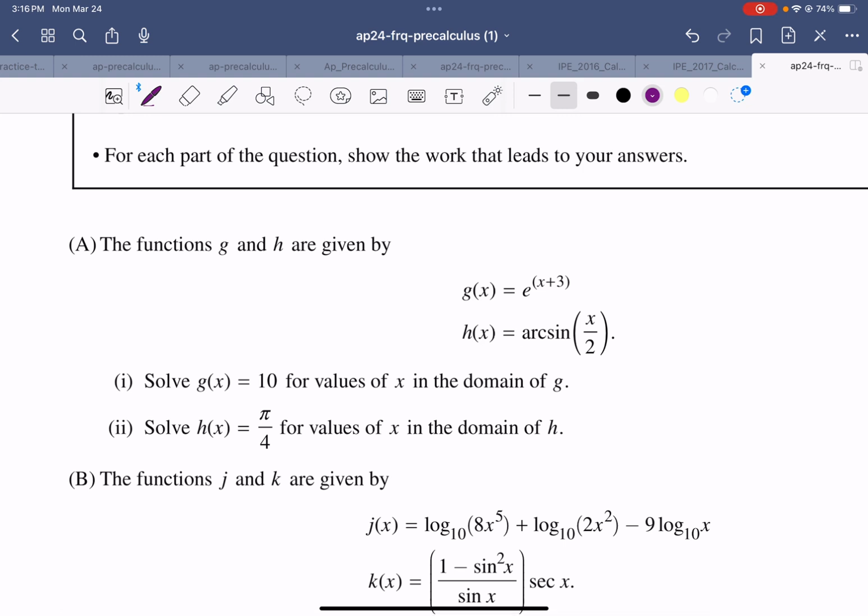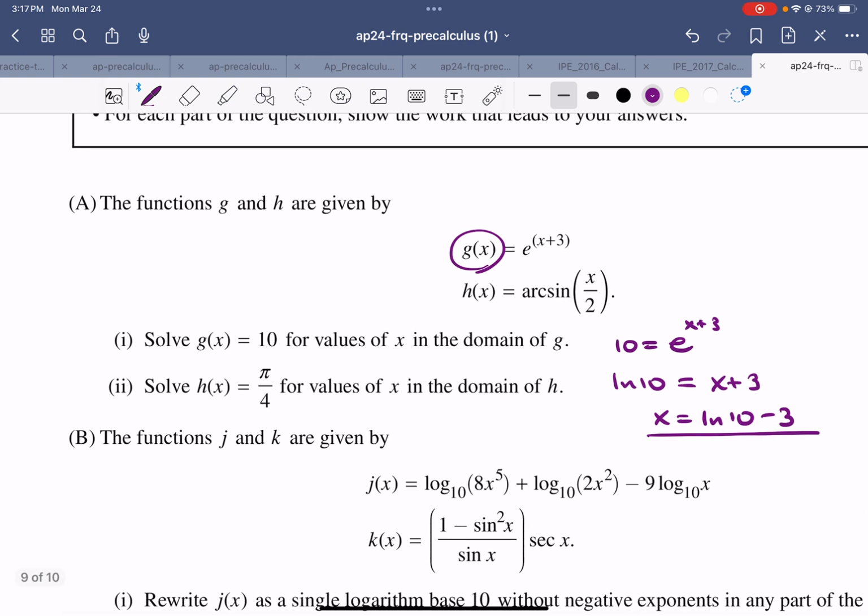The functions g and h are given by g of x is like that, h of x is like that. Now solve g of x is 10 for values of x in the domain of g. Okay, so you substitute 10 into g, so 10 equals e to the power of x plus 3, and then you take ln of both sides, so ln 10, and then ln of e equals 1, so it will be just x plus 3, right? Then you subtract 3 from both sides, so x equals ln 10 minus 3, or you can say negative 3 plus ln 10, same way. So this is the final answer. And you're not supposed to use a calculator, so leave it like that.